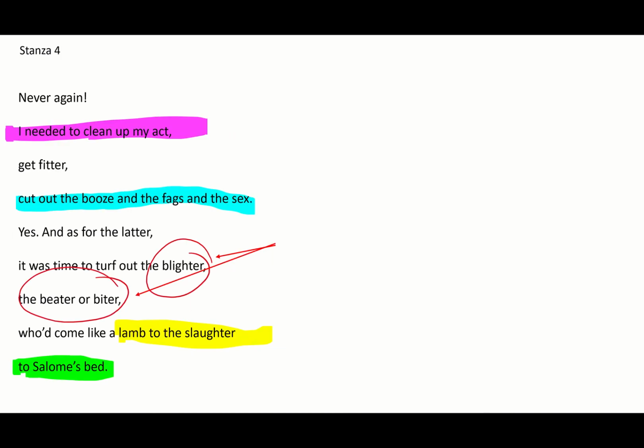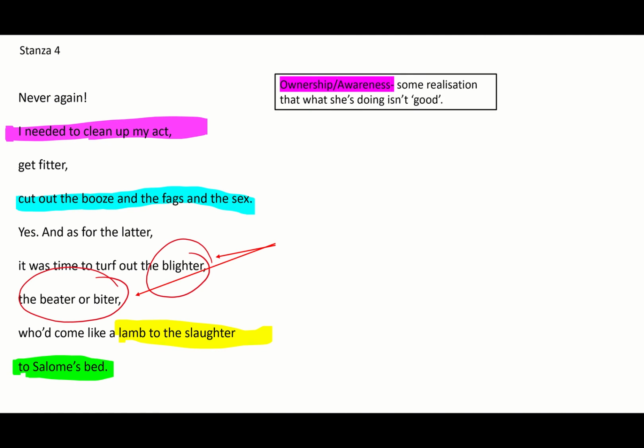Stanza 4. Never again. I needed to clean up my act, get fitter, cut out the booze and the fags and the sex. Yes, and as for the latter, it was time to turf out the blighter, the beater or biter, who'd come like a lamb to the slaughter, to Salome's bed.